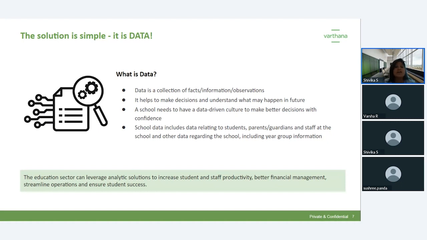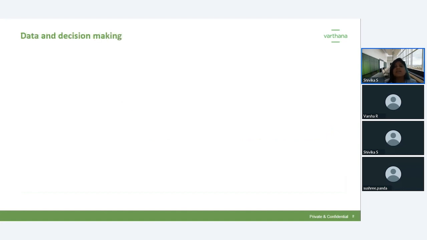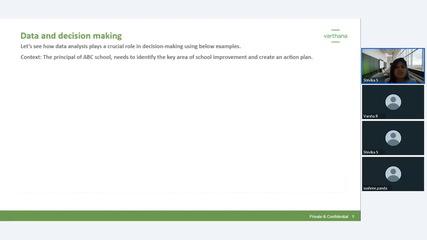So data is of multiple types. While moving on, we'll be covering that as well. So we know what is data. Let's see what is data and decision making. I'll try to explain it with the help of an example, and I would like everyone to please participate. So here there's this context, there's the principal of a school ABC, and the school needs to identify the scope of improvement and create an action plan.